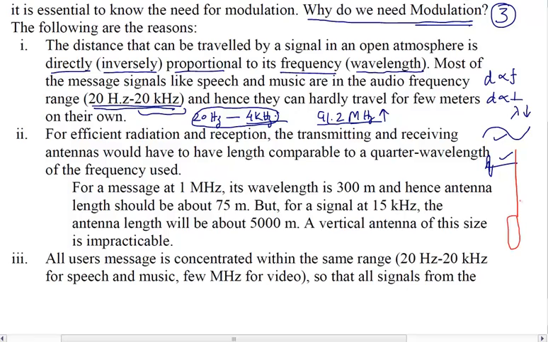You might have seen people pulling out the antenna, isn't it? The police officers are pulling out their old wireless set, there is an antenna whose length is more. So why is that? Because they want to have an antenna of that much length, because then only the antenna will have an efficient radiation and reception. So this is the second reason why we do modulation and take our signal to a high frequency.